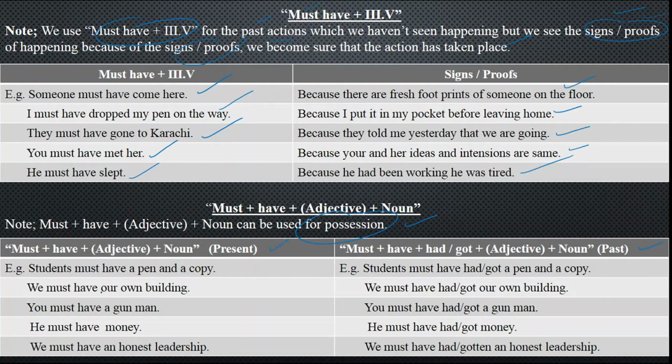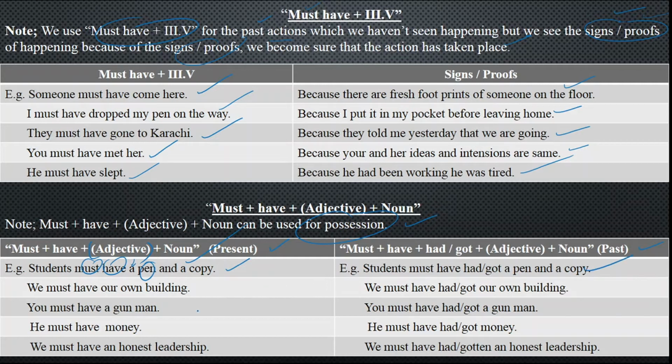I say students must have a pen and a copy. So there this possession, they must have while sitting in class. So must have plus adjective, whatever the adjective you want to use, it is optional. They must have a red pen, they must have a black pen, etc. You can also say that. Then noun, it is used for present, and the same can be changed into past. Students must have had or got a pen and copy. It is used for past.